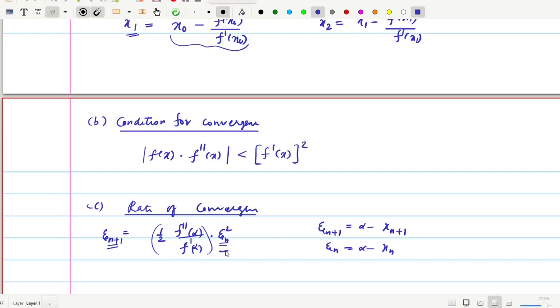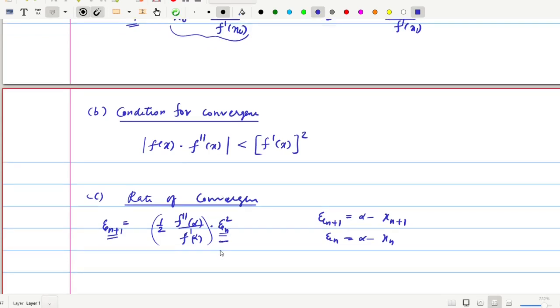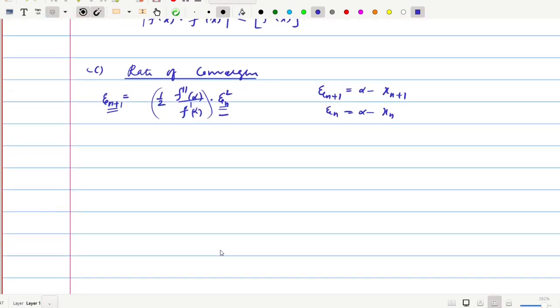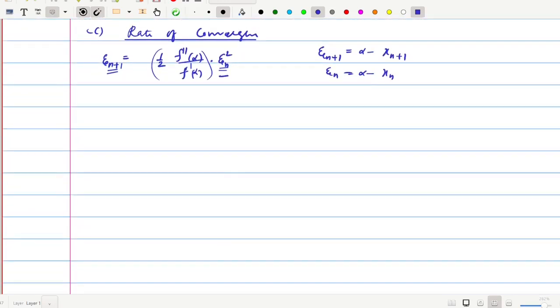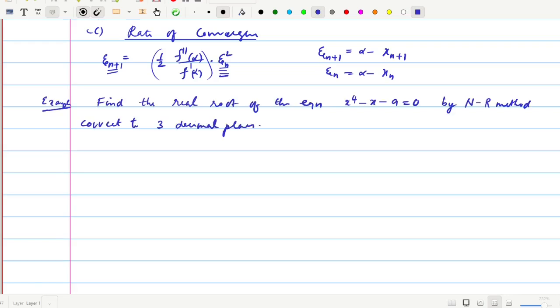Okay, so these are three remarks on the Newton-Raphson method. Now we will discuss a problem which illustrates the Newton-Raphson method. So this is the example. Find the real root of the equation x raised to 4 minus x minus 9 equal to 0.